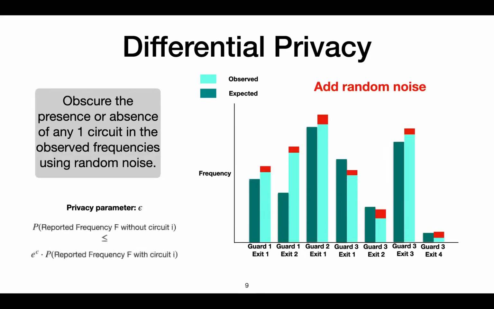Roughly, differential privacy ensures that the probability of obtaining the reported frequency f, given that a circuit I was not included in the database, is within a multiplicative factor of e to the epsilon of the probability of obtaining that same frequency if circuit I was included. A smaller value of epsilon makes the multiplicative constant smaller, and so provides a stronger privacy guarantee.